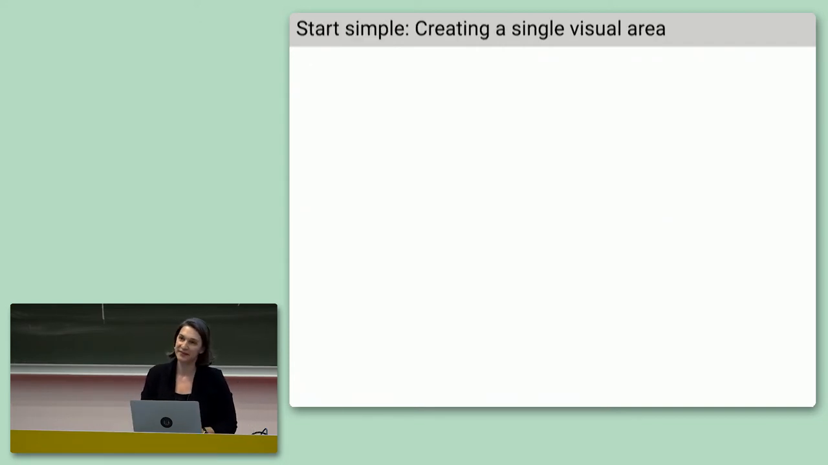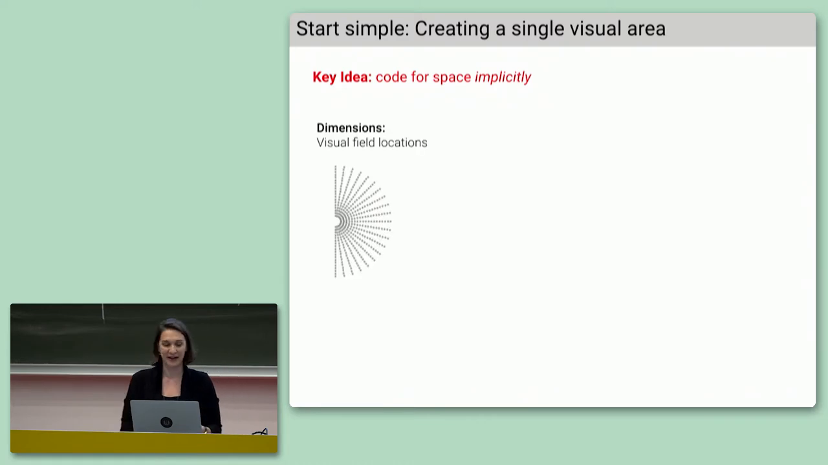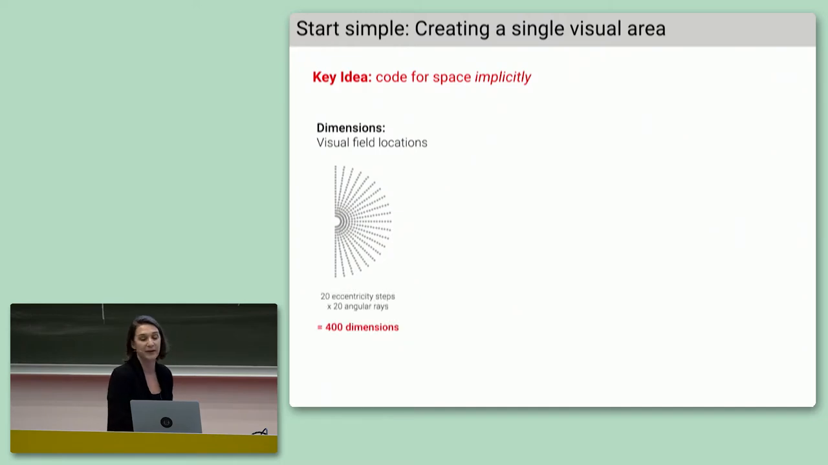Okay, so let's start simple. We're going to create a single visual area. And the key idea to make this work was to code for space implicitly. Let me try and say what I mean there. So instead of dimensions of space being x and y, that would be two-dimensional space with two dimensions, instead we're going to code space with points. So if I have 20 eccentricity steps and 20 angular rays, that's 400 dimensions.